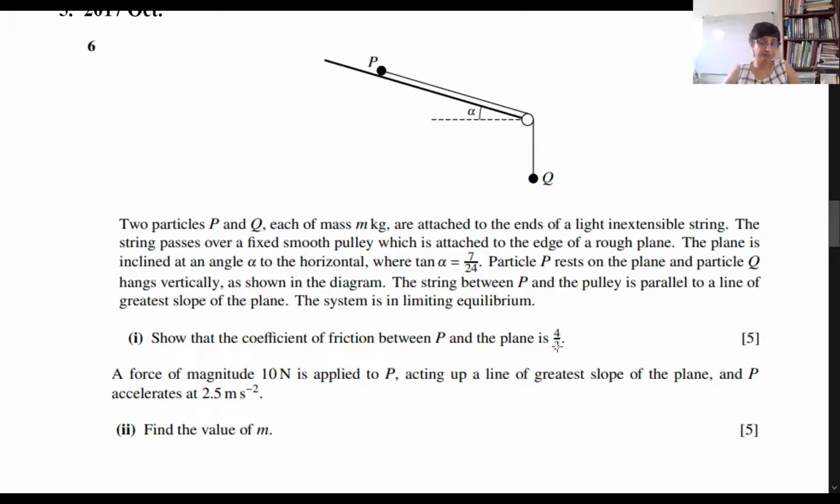How is it going? It's going all right. Okay, good, good. Let me know as soon as you find the value for mu.